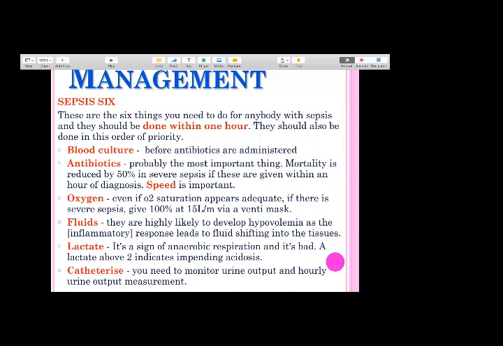You go first blood culture, then antibiotics, then oxygen, then fluids, and lastly catheterize the patient. So these are your six things that are necessary. Blood culture, again, must be done before antibiotics, because they can.